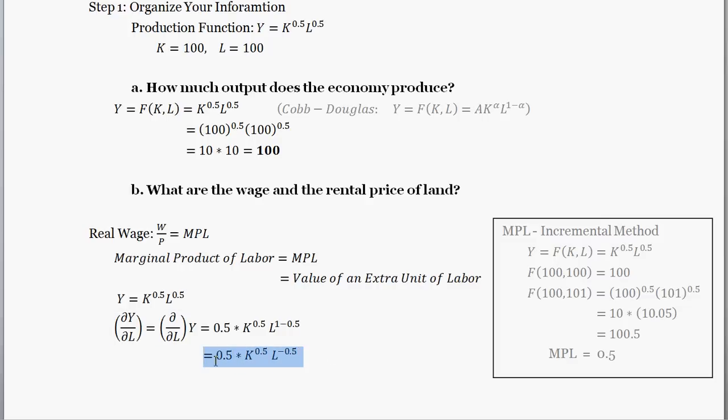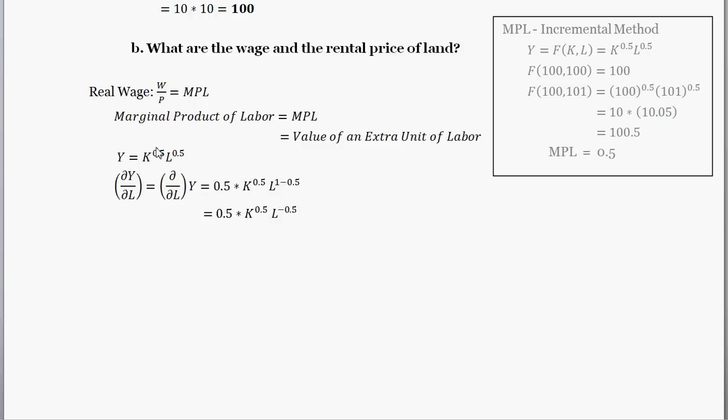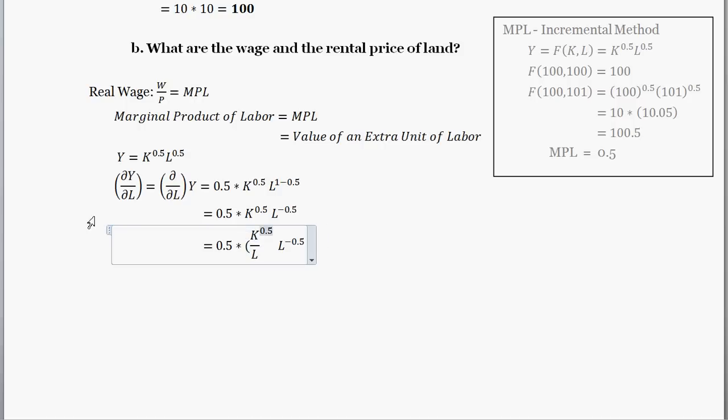So this guy right here is our marginal product of labor equation. And then just through algebra, we could simplify this quite a bit. So the second line right here is equivalent to the first line. Anything raised to a negative number is equal to 1 over that raised to the positive of that number. So this k divided by L all raised to the 1/2 is equal to this portion right here.